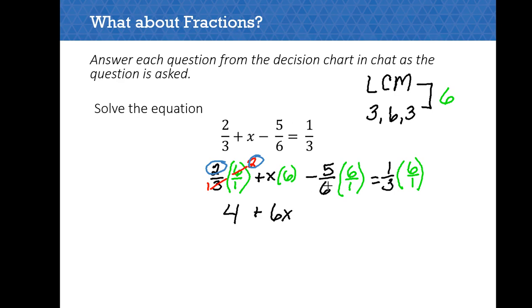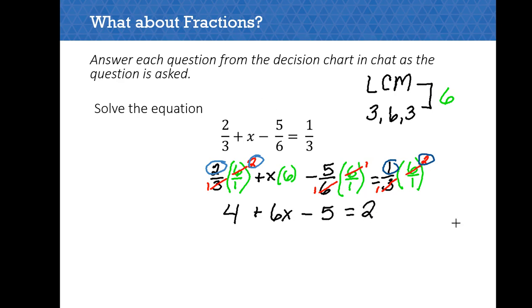Now, on the next one, I have a 6 in the denominator and a 6 in the numerator, so both of those cancel. And so now the only thing I'm left with there, because everything else is ones, is minus 5. And then I have my equal sign. Now my last fraction, I have 1/3, and it's multiplying by 6. So again, my denominator of 3 goes into my 6 2 times. So my numerators now, I have a 1 times a 2. And so that one now gives me 2.